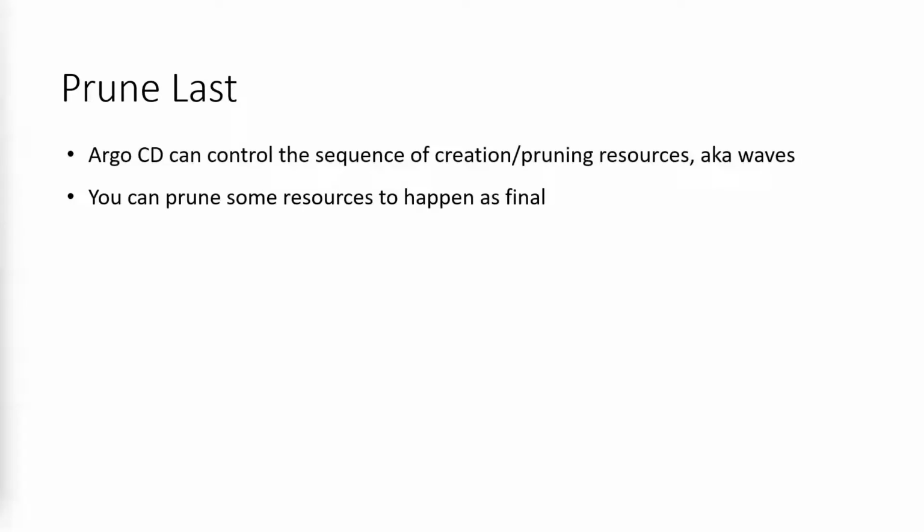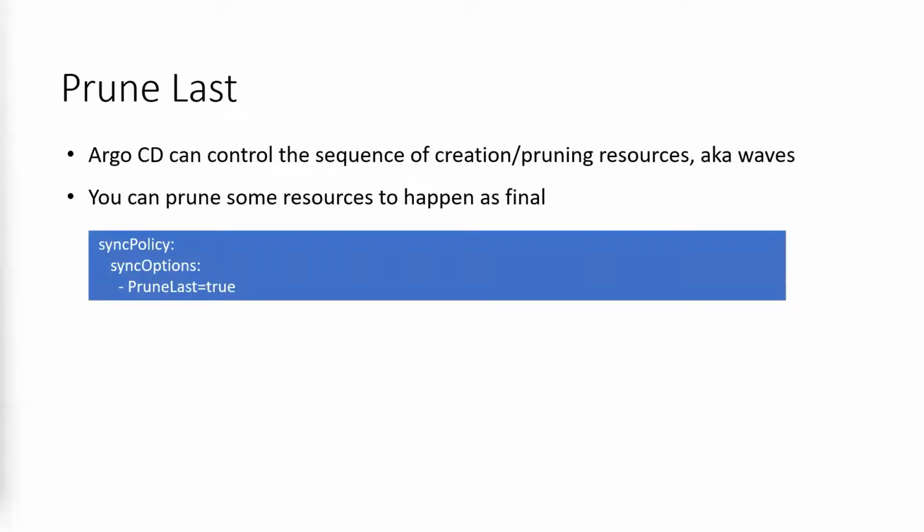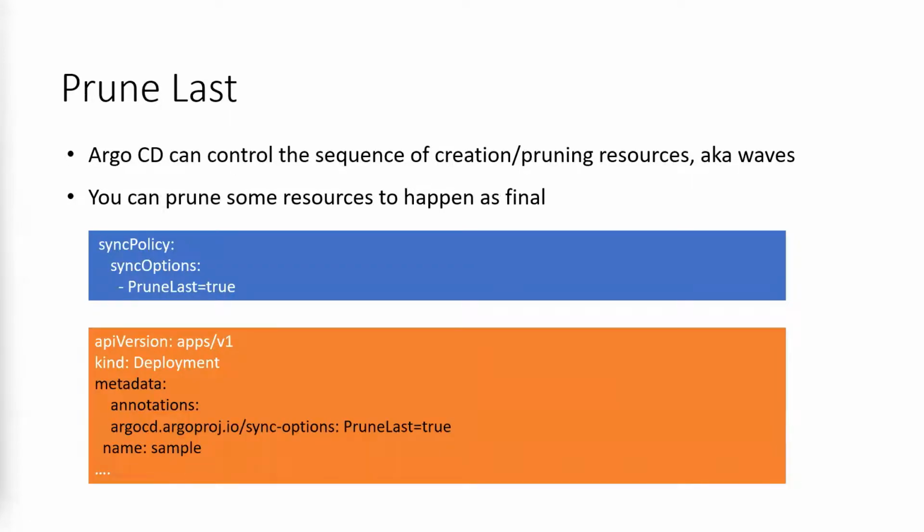The next option is prune last. When we talk about prune, we always have to prune the resources if something is not needed. But you can also have prune equal to last. You can do it at the resource level or application level. If you want to do it at application level, prune last will be true here. And even for a particular resource, you can say, hey, deployment, you should go last. So that particular resource will be removed last.